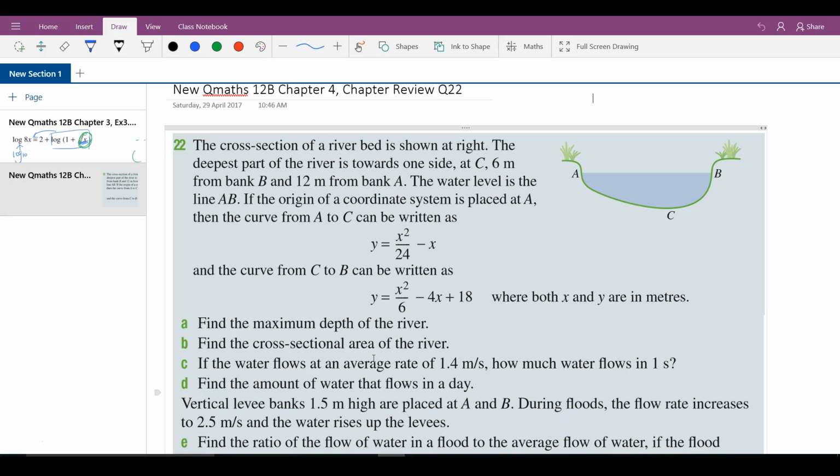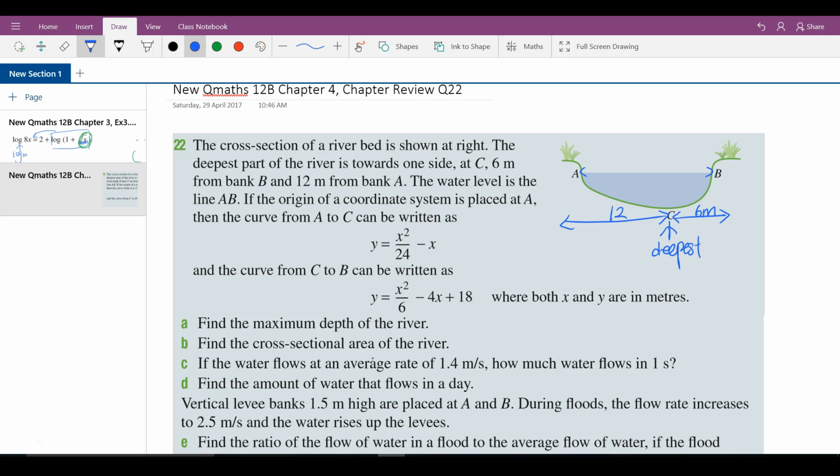Okay, here we go. So we know the cross section of a riverbed is shown on the right. The deepest part of the river is toward one side at C. So this is the deepest part, 6 meters from bank B. So from here to bank B is 6 meters, and 12 meters from bank A. So from C to bank A is 12. And the water level is the line AB. So this is AB, from here to here, the water level.